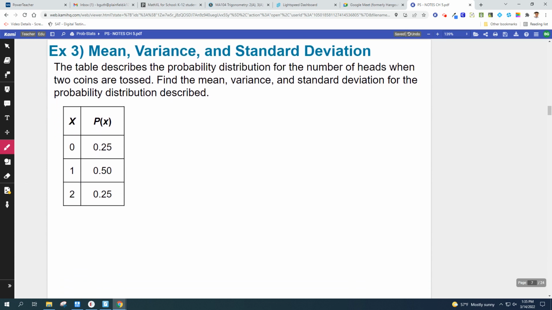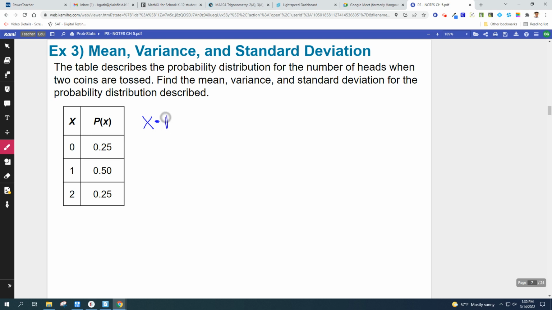Number 3, this table describes the probability distribution for a number of heads when 2 coins are tossed. Find the mean, variance, and standard deviation for this probability distribution. So they're giving us the same probability distribution that we came up with earlier, but we need to find mean, variance, and standard deviation.